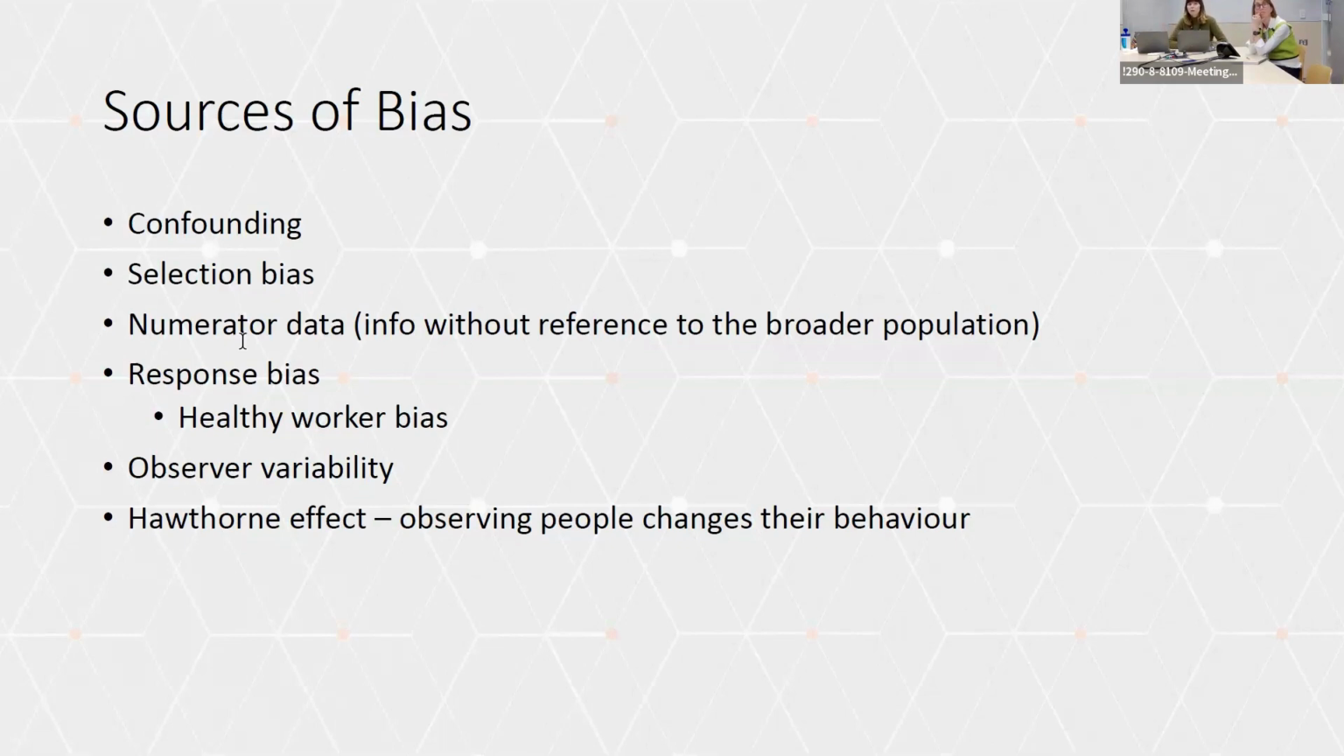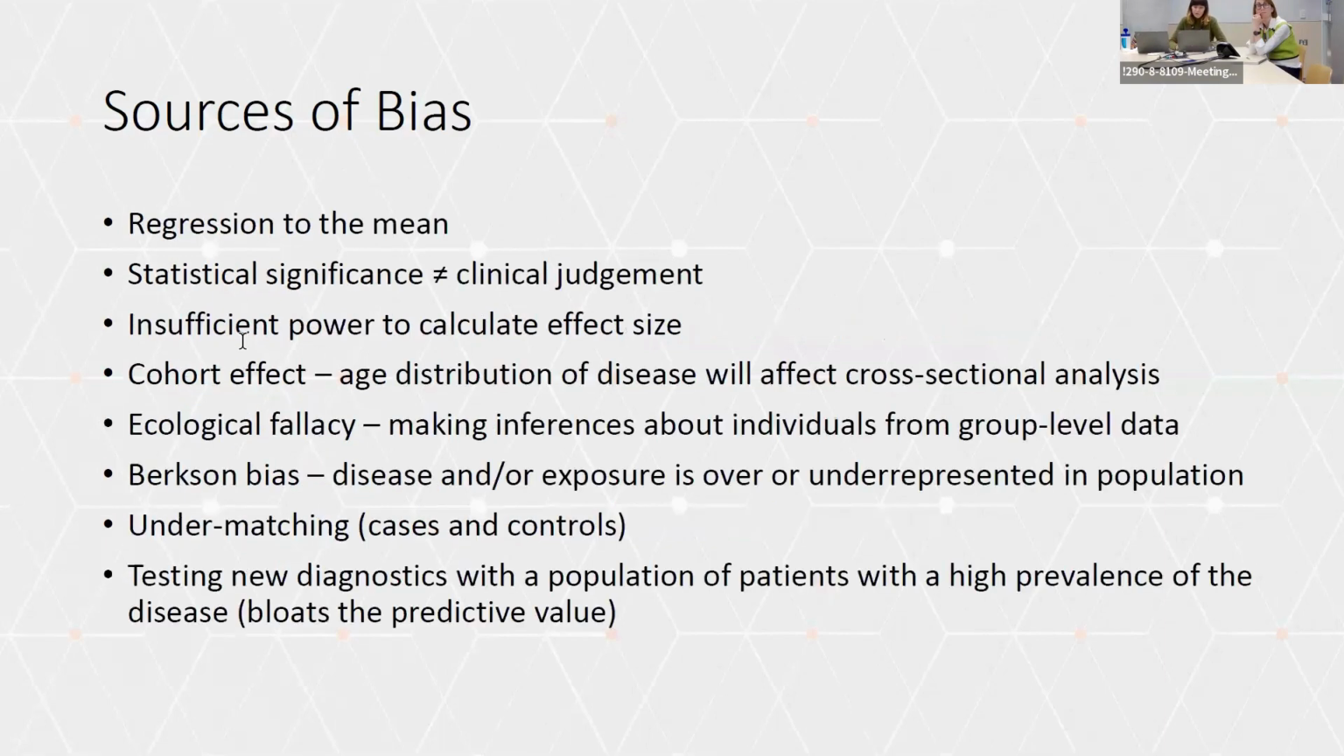There's the Hawthorne effect, where just observing people changes their behavior. There's a regression to the mean that happens when you do a baseline assessment, and then maybe your baseline assessment's like, wow, this is really good, but then you do it again and it kind of all goes back to the mean. This is more in survey research when you're surveying people over time.